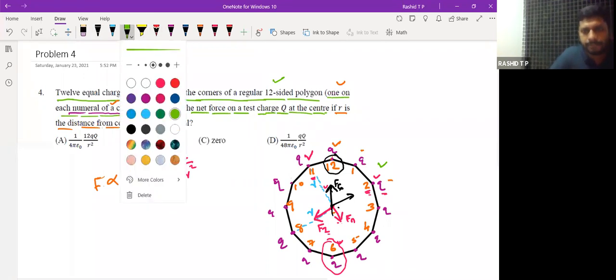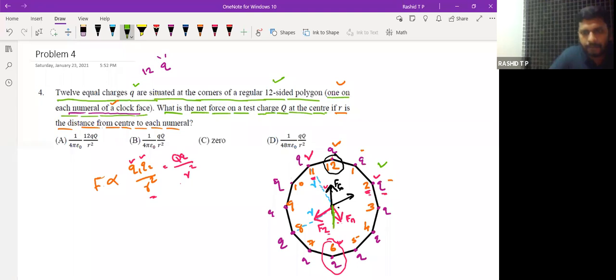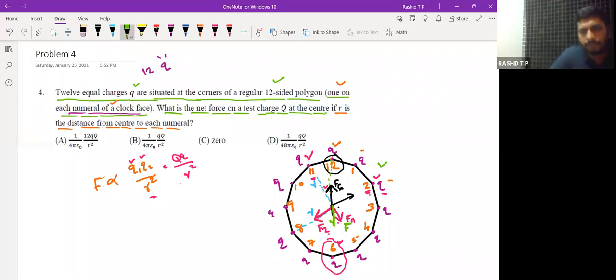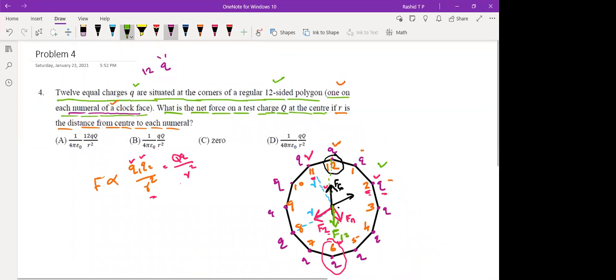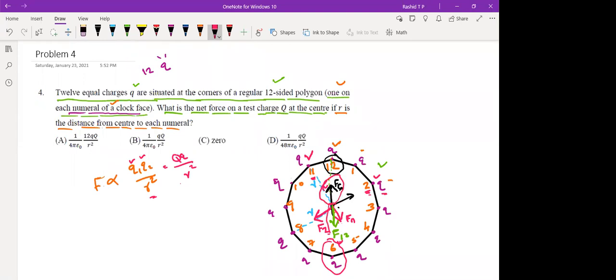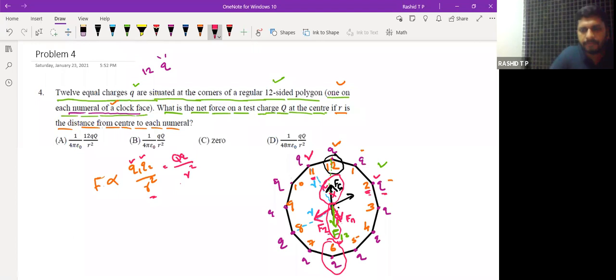Now the force exerted by the charge at 12 on this charge is along this direction, because along the line of sight you have to draw the force. This is the F. Okay, the length should be the same. This should be F12. For the moment, if you see this F6 and this F12 cancelled. Similarly, these two cancelled, and the net effect is that all the forces will cancel and the net force will be 0.